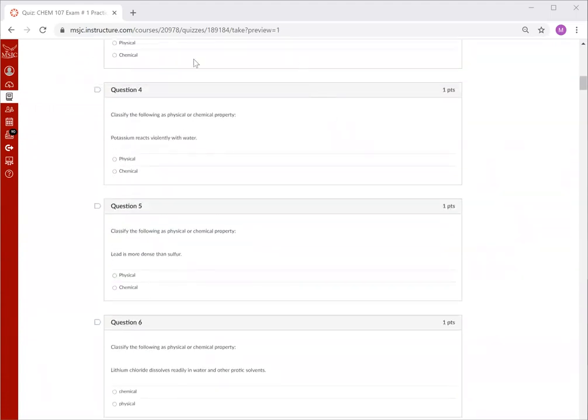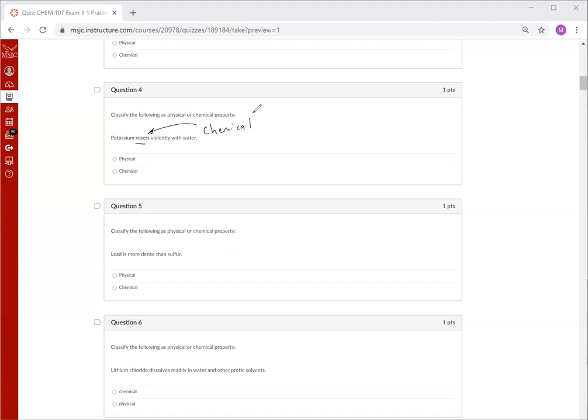We're asked to classify the following as physical or chemical properties. Potassium reacts violently with water. So we see the keyword react. Reactions indicate physical or chemical? When we see the keyword, chemical. Yep, exactly right. So this would be a chemical property.